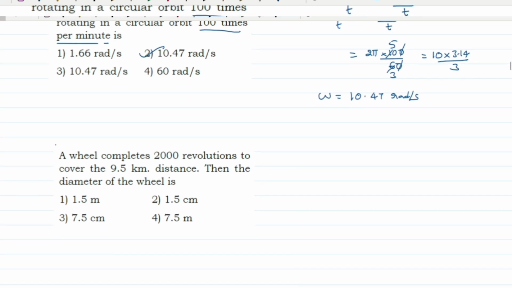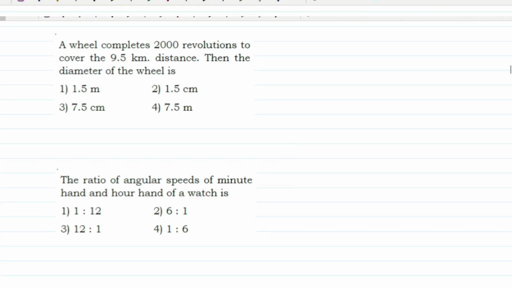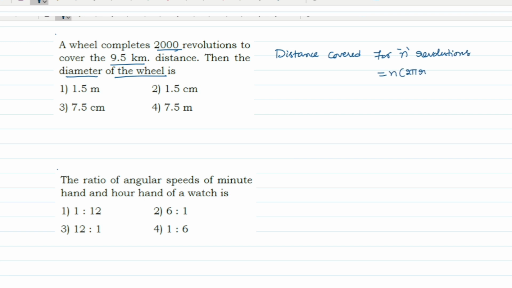Let us see the next question. The next question says a wheel completes 200 revolutions to cover 9.5 kilometers distance. Then the diameter of the wheel they are asking. So just look at this, students: the distance covered for n revolutions will be equal to n into 2 pi r, which is nothing but n into 2 pi into r, where r is d by 2.